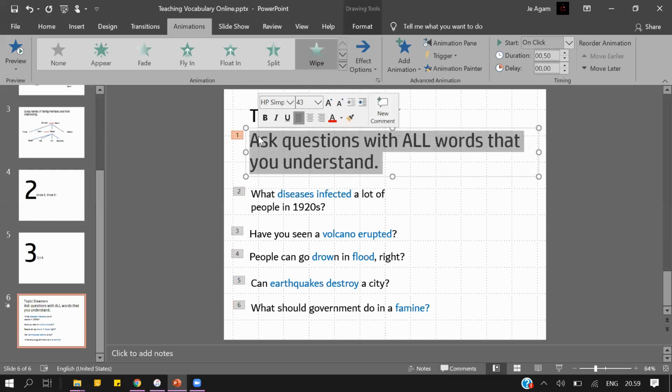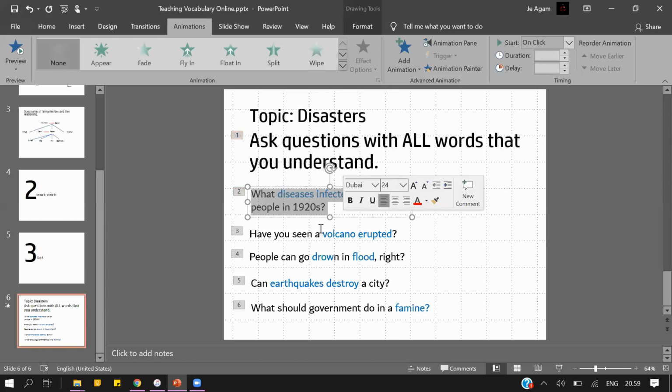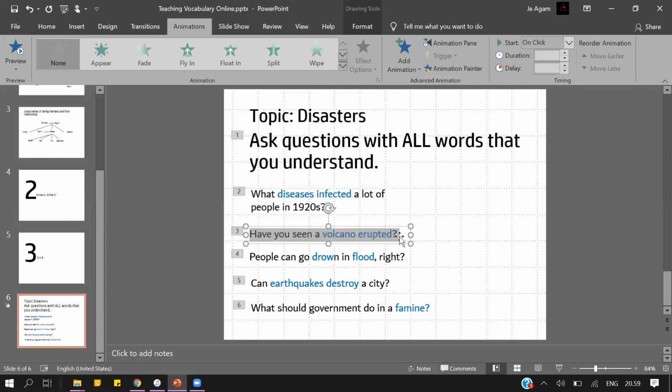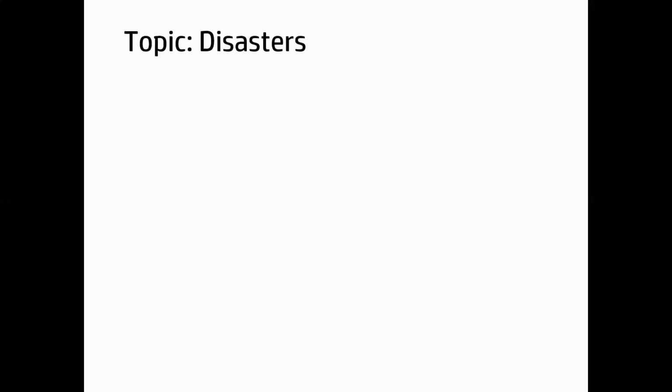And now look at the instruction. The instruction is very simple: ask questions with all words that you understand. So you ask the students to ask these questions only when they know every meaning of every word there. Okay, so this is the preparation, and this is how it goes in the real classroom.